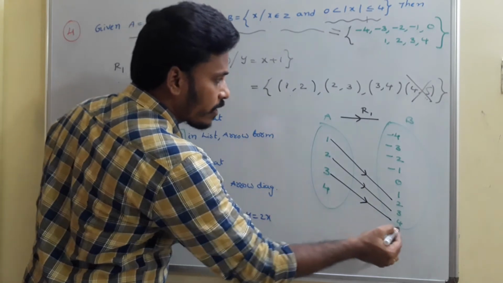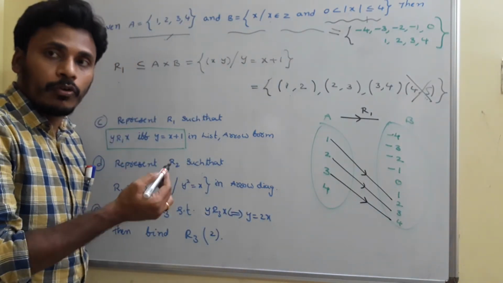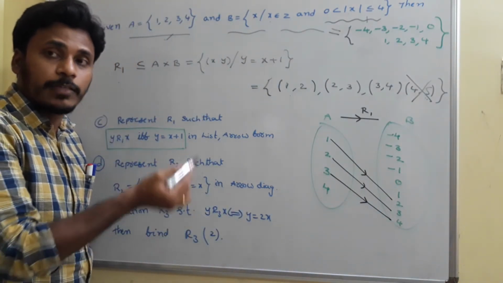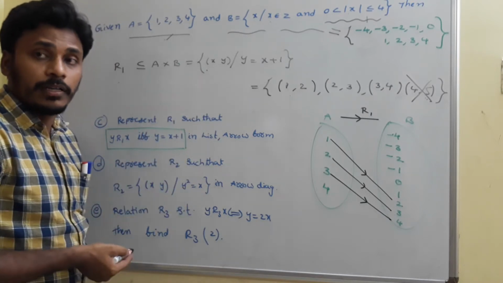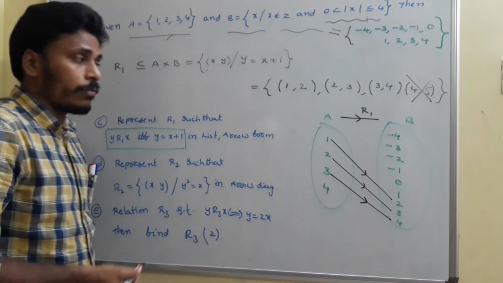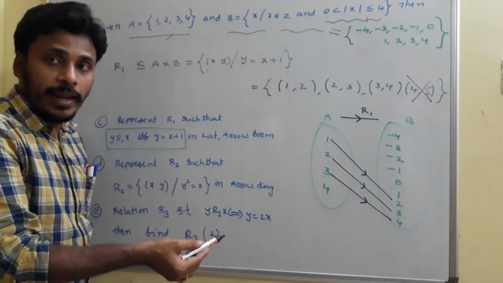But there are no elements in set B to connect 4, because 4 just connects to 5 as per the definition, as per the rule of R1. So we don't have such an element in B. So there is no connection from element 4 to an element of B.